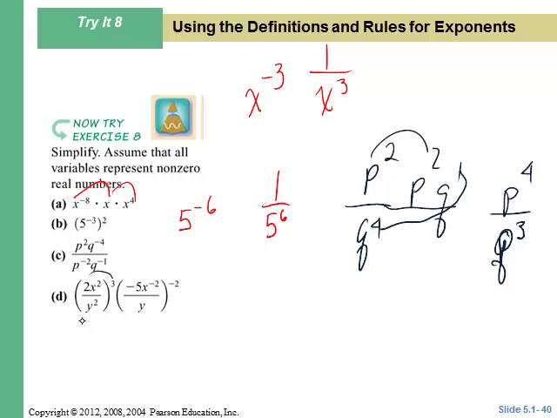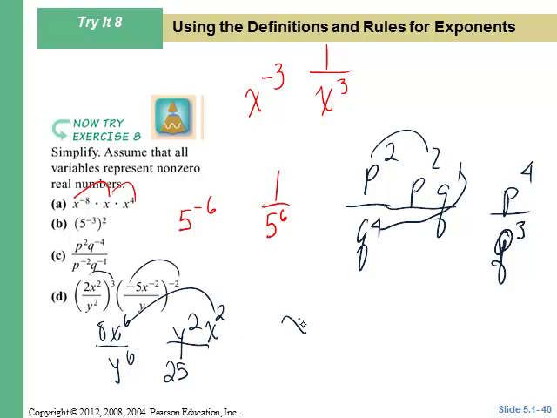Last one, 2 cubed is 8. X to the 6th over y to the 6th. Switch the numerator and denominator makes y to the 2nd on top. Negative 5 to the 2nd is positive 25. X to the negative 2 on the bottom is the same as x squared on the top. So we have x to the 8th.